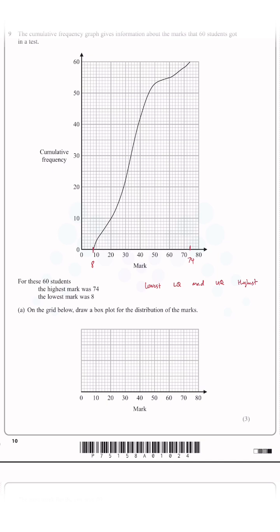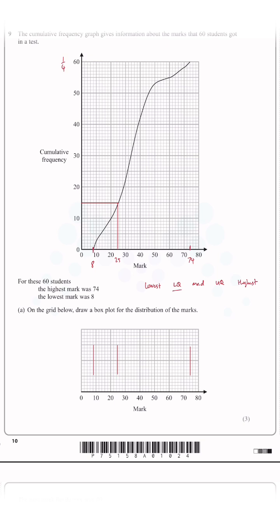Now, I know the lowest value, which is 8. Now, if you look at the scale at the bottom, each line represents 2, so I need to go 4 across over here. And the highest is 74, so that needs to be at this point over here. Now, to find my lower quartile, I need 1/4 of the cumulative frequency, and that's going to be 15. So if I draw a line that goes across from here and goes all the way down from here, then I get a reading of 25. So that is going to be my lower quartile value, and I could draw that over here.